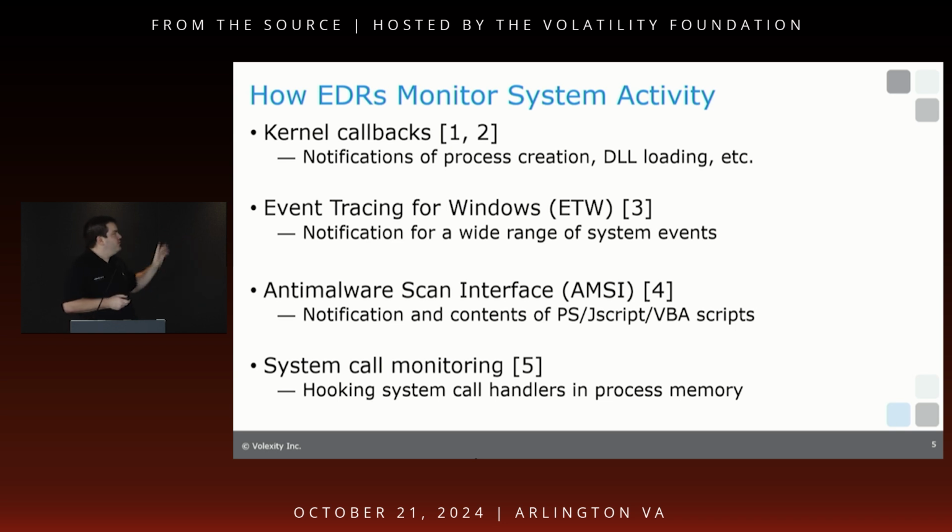So just a quick recap. These are the ways that EDRs monitor system activity. One of them, available since XP, was kernel callbacks. This made it into The Art of Memory Forensics and was a very early Volatility plugin. So the idea is that inside of kernel memory, in your kernel driver, you can register for callbacks for a bunch of different activity. And related to this talk, there's really two of them.